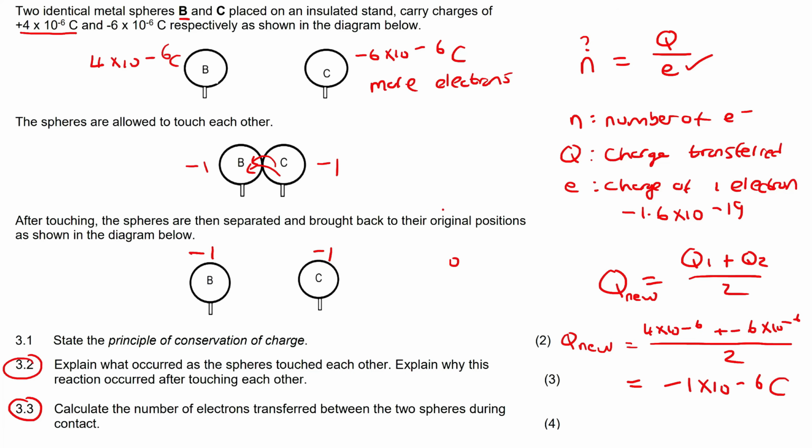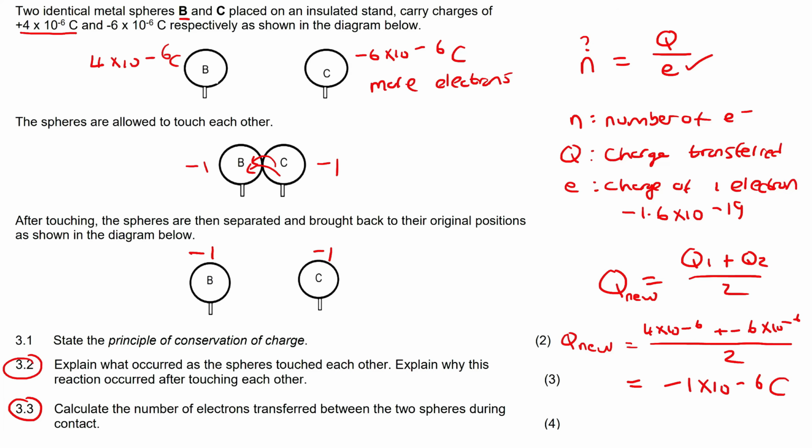If this one goes from 4 to -1, how much did it change by? How do you go from 4 to -1? Wouldn't that be a change of 5? Okay, from 4 to -1. And what about this one? If this one goes from -6 to -1, how much is that change by? To go from -6 to -1, it's also a change of 5.